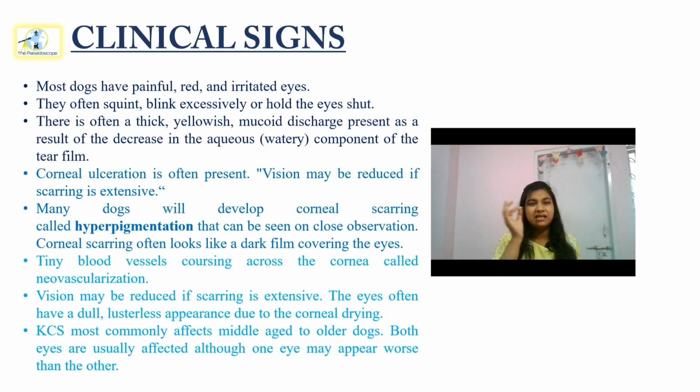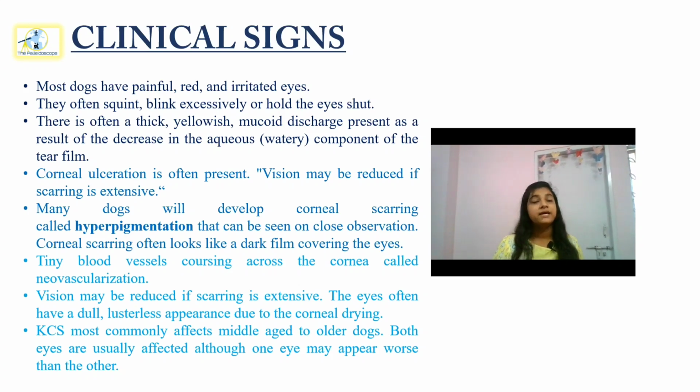There is often a thick yellowish mucus discharge present as a result of the decrease in the aqueous component of the tear film. When there is proper production of tears, it will not be mucus or yellowish or thick. It will be a watery discharge. But here, proper tear production is not happening. So it is thick, it is mucoid, it is yellowish in color. So this is a very common symptom of keratoconjunctivitis sicca.